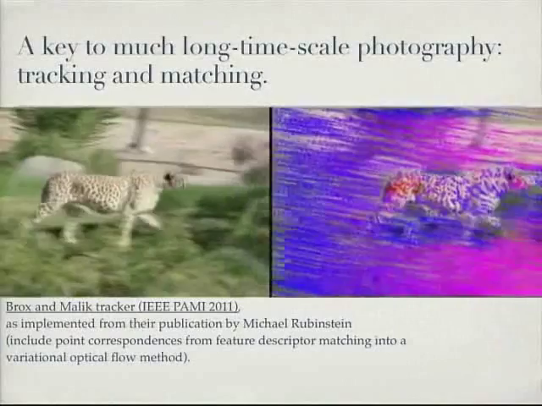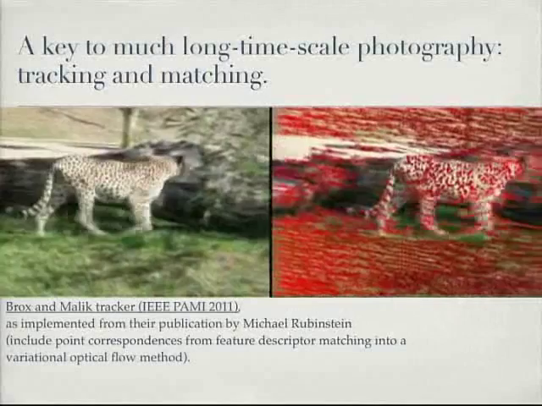So we took a good candidate for the best tracker, this Brox and Malik tracker, and re-implemented it, done by my extremely good graduate student, Michael Rubenstein. So this is a picture of what the state of the art is in the published literature, as opposed to what Brox and Malik have in their code that they haven't released. And so here it is. Okay, so each track is coded with the color of when the track was lost for that piece.